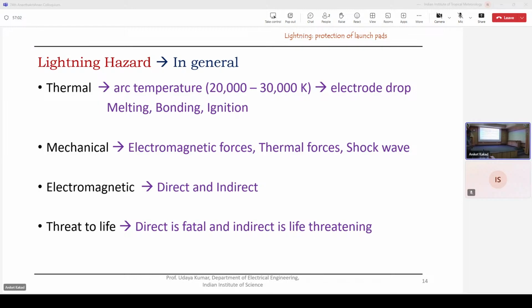Because we are talking about protection, we need to know what the casualties or damages are. Mostly thermal, mechanical, electromagnetic, and threat to life. In thermal, of course, it looks very sound, but not really. The temperature of the channel rises within 3-4 microseconds to even 30,000 degrees Kelvin. Such a fast rise of temperature causes a shock wave.